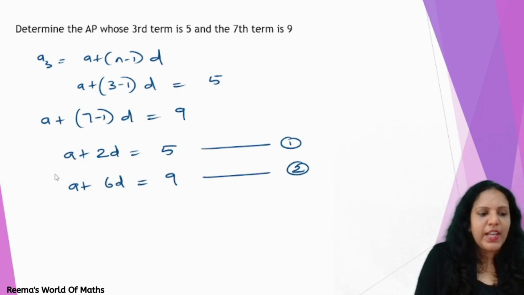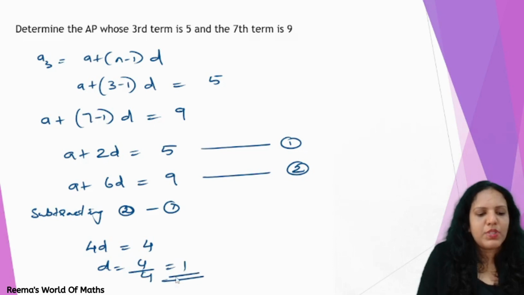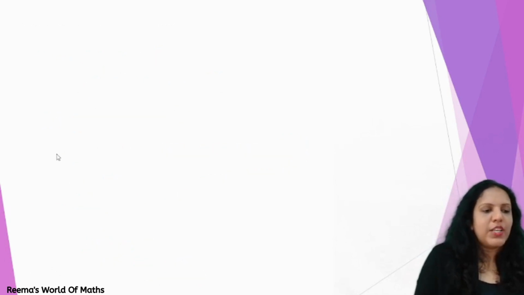So we can eliminate a from these equations by subtracting equation 1 from equation 2. By subtracting equation 2 minus 1, we will get 4d equals 4. So d is equal to 4 divided by 4, which is 1. The common difference here is 1. Now let's find a, by substituting the value of d in the formula.